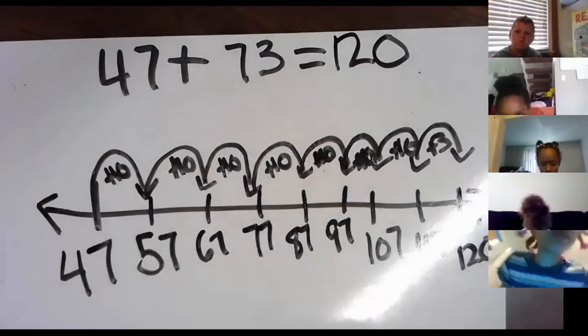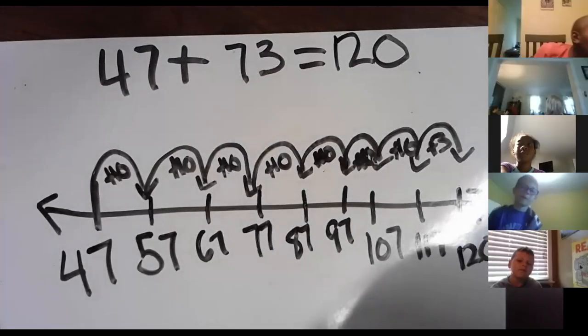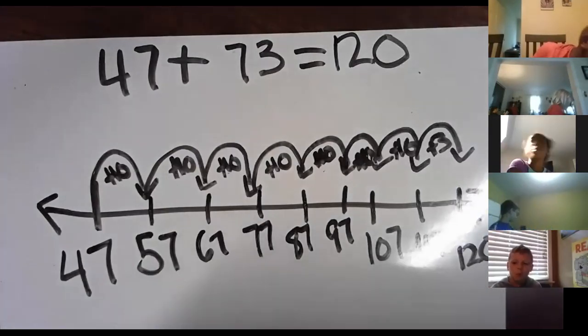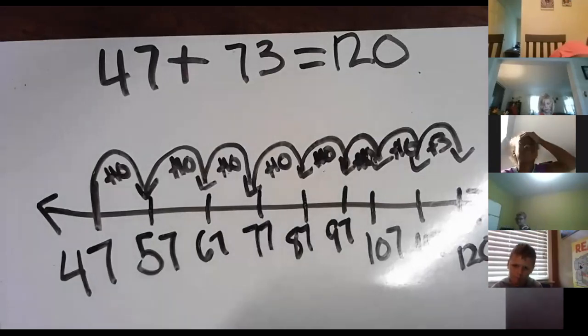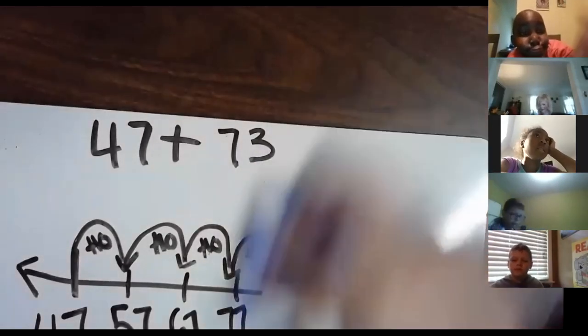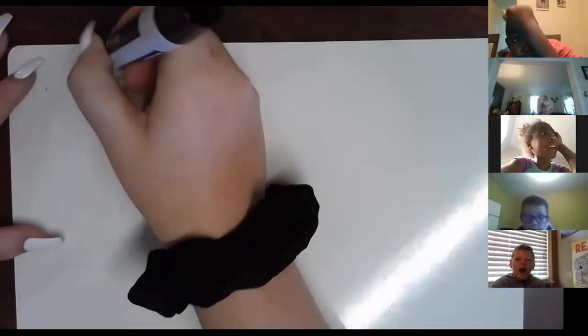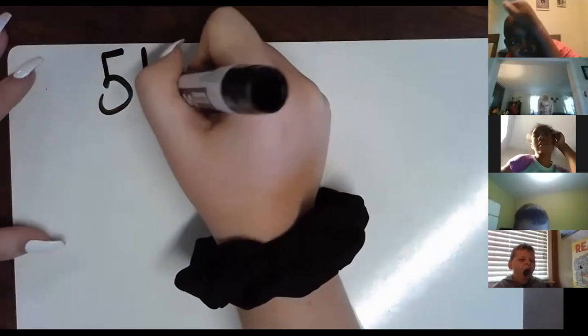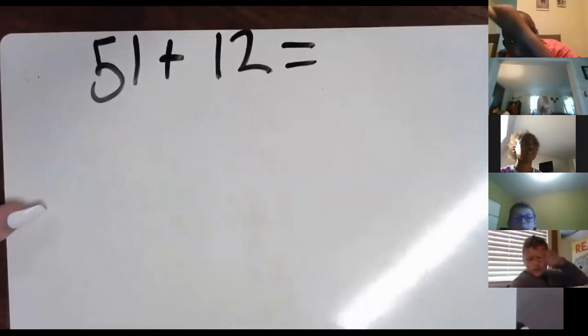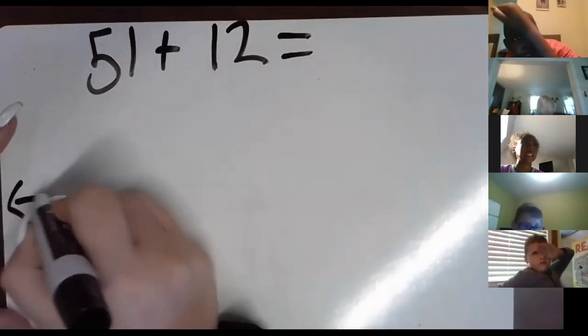All right, do you guys want to do one more and then I'll show you your independent work? We're going to do one more and I'm going to show you your independent work, because hopefully this is similar to what we did on Tuesday or Wednesday. All right, so let's do 51 plus 12. So I'm going to draw my number line.